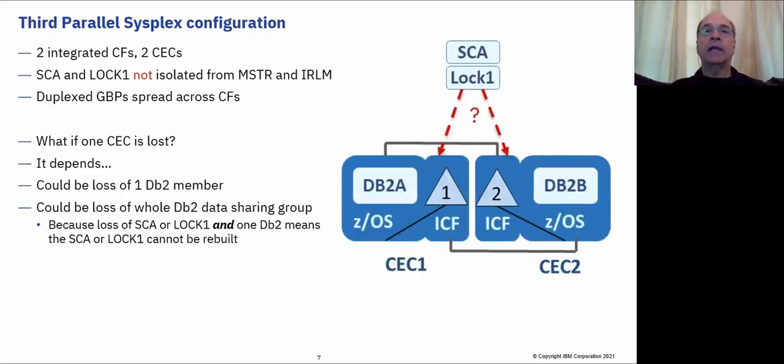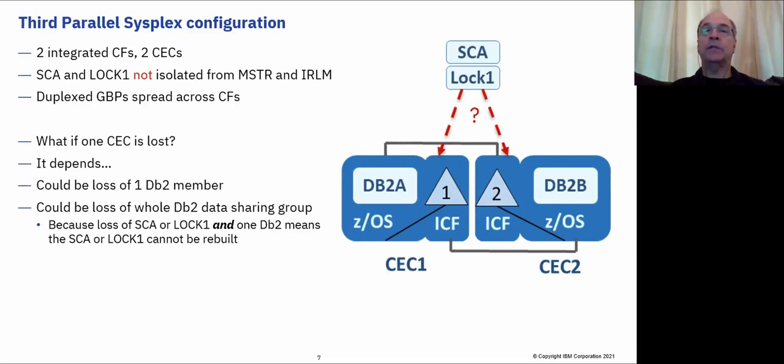So customers liked this so much, they said, how about we went from 4 footprints down to 3, let's go from 3 footprints down to 2. Can you please order me 2 systems, each has an integrated coupling facility. That's how I would like to run this. The issue now is that the lock and the SCA are not isolated from the Db2 and the IRLM that are exploiting them. They're going to be on the same system with one of them.